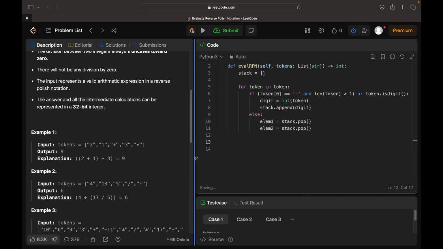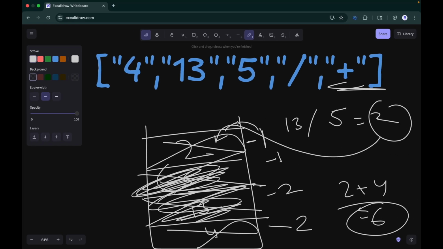Now, what operation do I want to perform? Well, if it's a plus, addition. If it's minus, subtraction. So we just have to check that. Hey, if the token is equal to minus, that means we want to do element 1, or actually, I don't know which order we want.